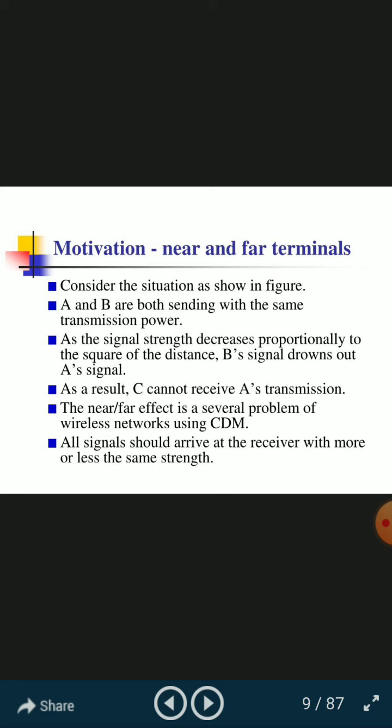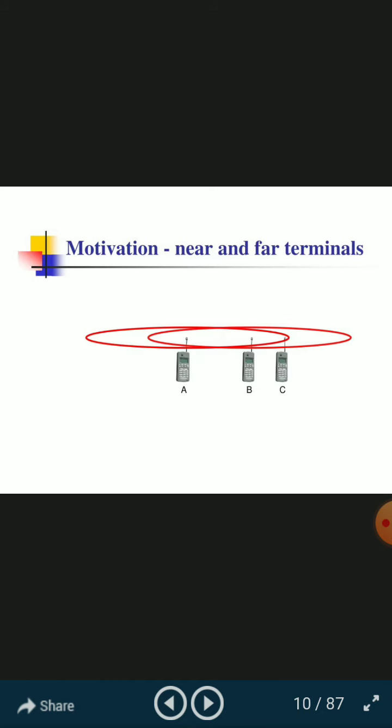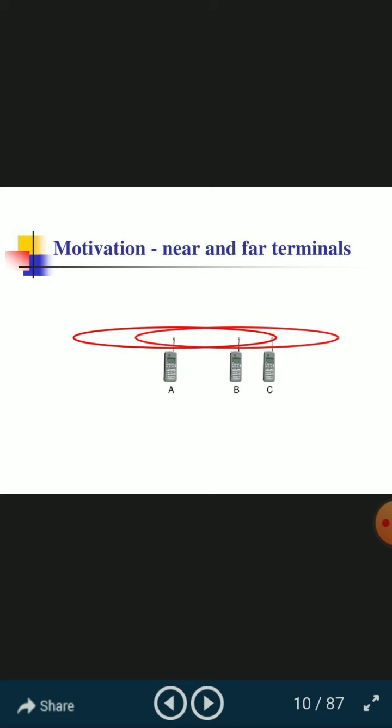The near and far effect is a serious problem of wireless networks using CDMA. All signals should arrive at the receiver with more or less the same strength. This is the near and far terminals picture.